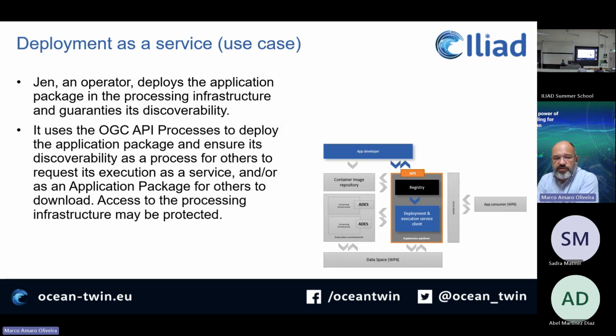This part of the deployment as a service I started talking about in the previous slide. So once we find a pipeline that we want to use, or once we describe my own pipeline, I can then deploy it through the OGC API Processes and ask for it to be executed.